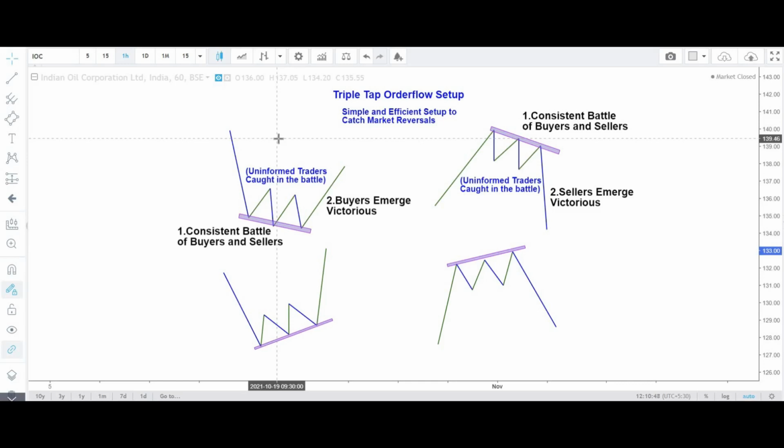So in this particular video, we are going to talk about something called the triple tap order flow setup. This is a simple and efficient setup to catch the market reversals. This is an excellent price action based trading strategy, and you can use this strategy on all different time frames, on all different market conditions.